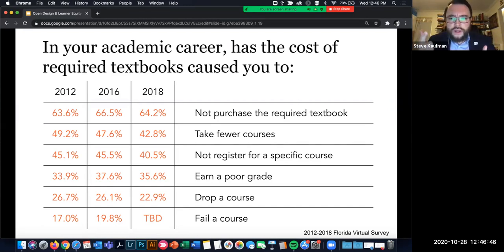When it comes to not registering for a specific course, here's the honest truth. I have students that have told me that they look up on the bookstore website all of the different sections of humanities in the Western tradition. They stack up all the different faculty members, and they're not going off of the reputation of the faculty member. They're going off of which course is the least expensive to take, right? So think about that.